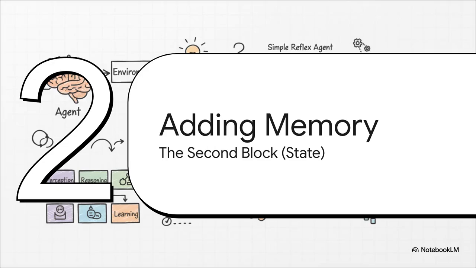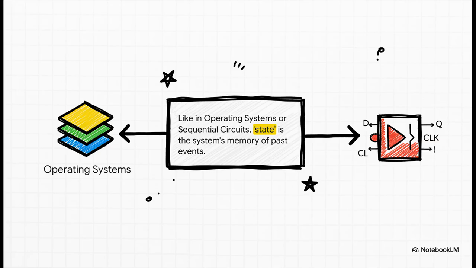So to get past that limitation, we need to add our second block. We have to give our agent some kind of memory, and we do that by introducing the concept of state. And hey, if you've been following our operating system series, or maybe you've taken a digital logic course, this whole idea of state should sound really familiar. It's basically the system's memory, a snapshot of its condition based on everything that's happened before. It's a perfect example of how these core CS concepts just pop up everywhere.